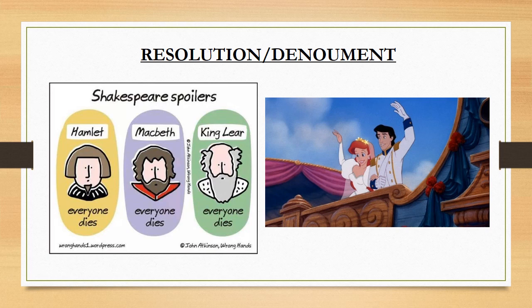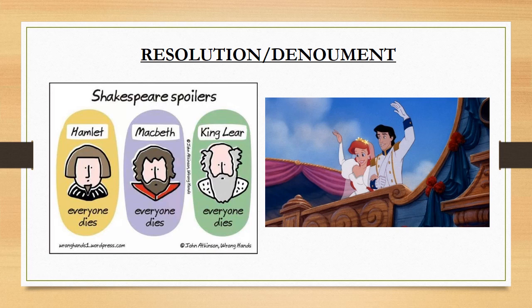All of Shakespeare's comedies, they all end the same way, and that's with a wedding. If you want to know if one of Shakespeare's plays is a comedy or tragedy, just turn to the last page of the play and see if everybody's getting married or if everybody's died. Very simple. You guys know what resolution and denouement is.